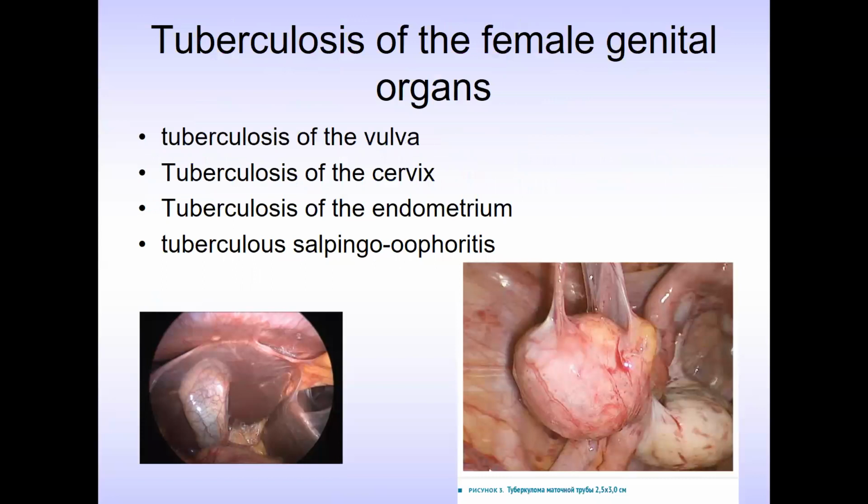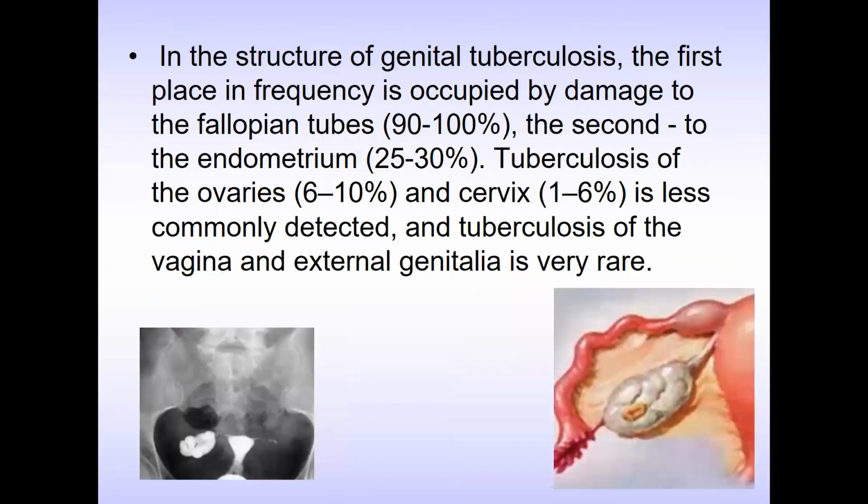It can be tuberculosis of the vulva, of the cervix, of the endometrium, and we can see in this picture the structure of genital tuberculosis. The first place is occupied by damage to the fallopian tubes, the second by the endometrium, then the ovaries and cervix, and tuberculosis of the vagina and external genitalia is very rare.